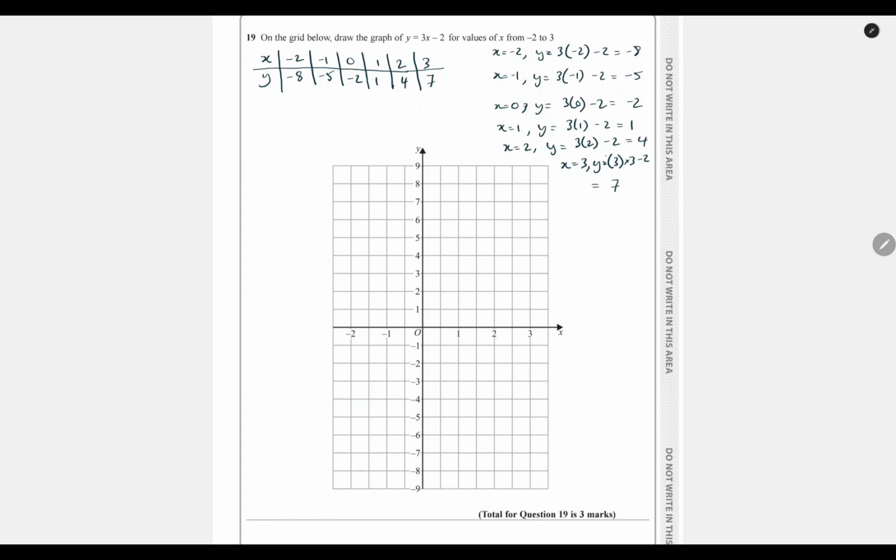Great. So now we have our coordinates. All we need to do is plot our graph and then join the line. So our first point is -2, -8. That's here. -1, -5. Here. 0, -2. 1, 1, 2, 4, and 3, 7. And so if we get our ruler and connect the dots, we have a straight line that looks like that.